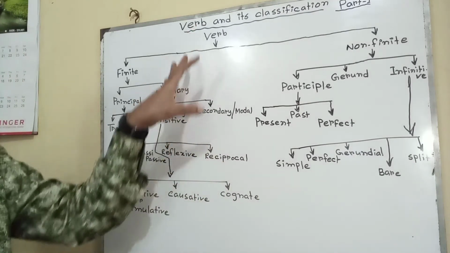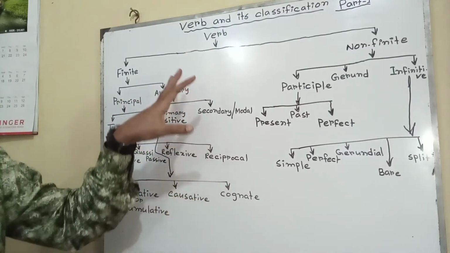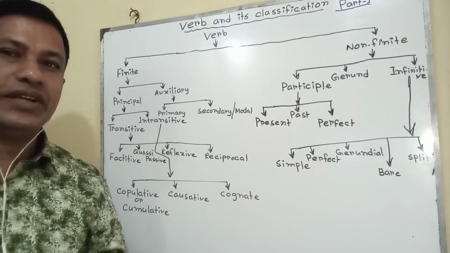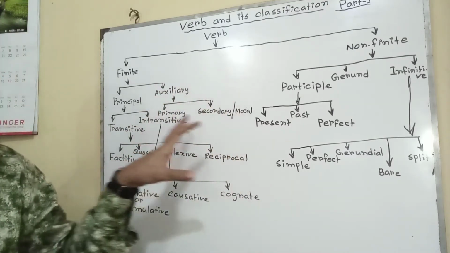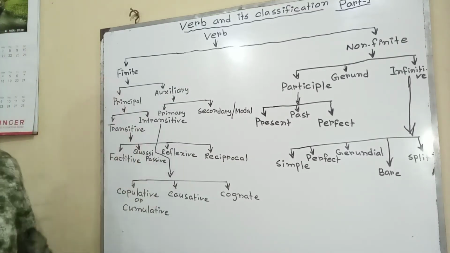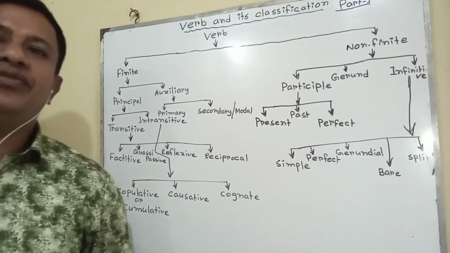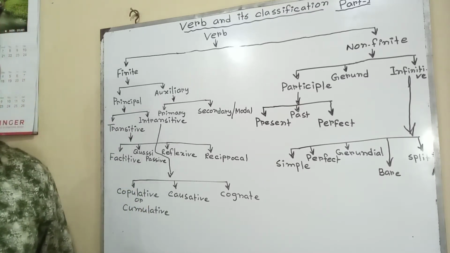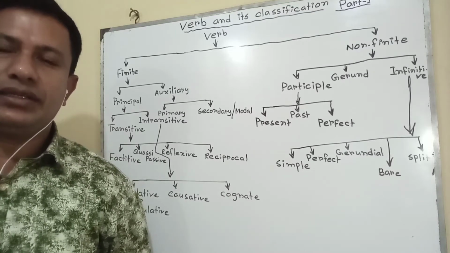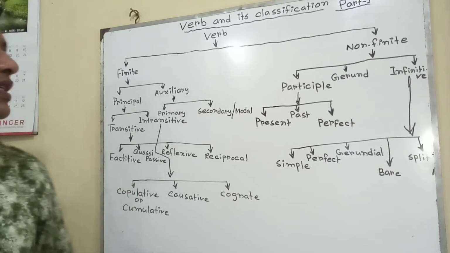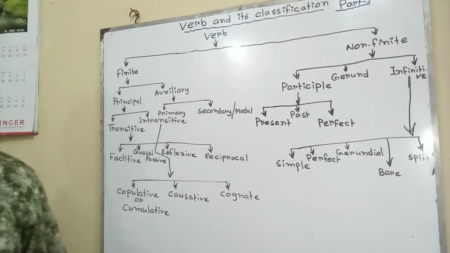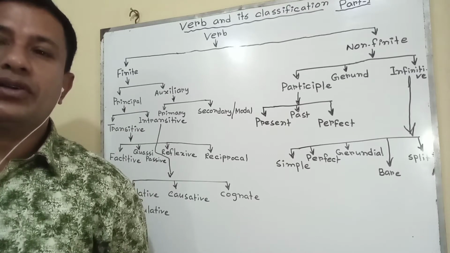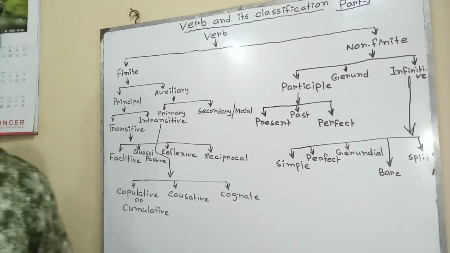At first, write the classification of verb in your notebook, then slowly try to understand. At first write finite. What is finite? The verb by which the sentence is ended and which makes the sentence meaningful is called a finite verb. Such as: I went there, he goes there. That means after "goes there" there is no other verb. That is finite.